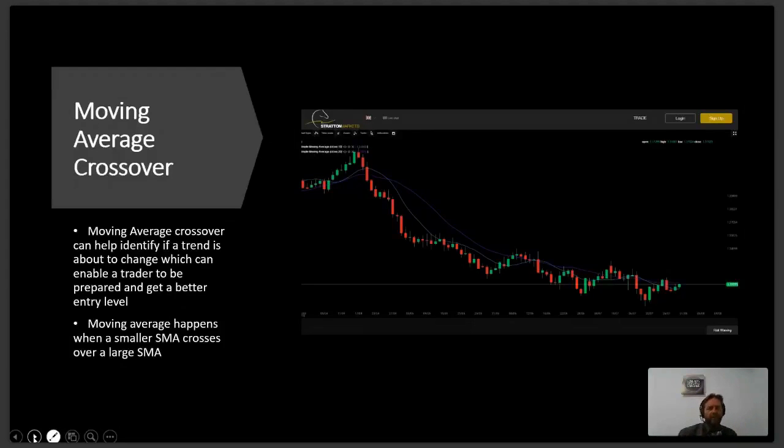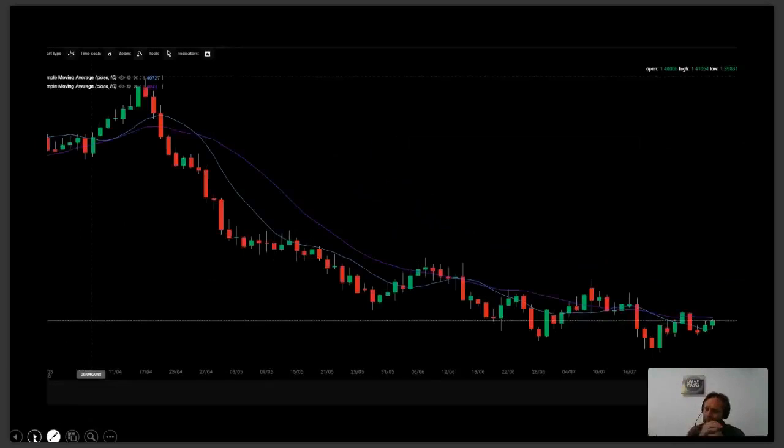Sounds intriguing, James. What does that actually mean? Well, here's the theory. What I mean by a smaller SMA crossing over a larger SMA is this: you take an SMA with a smaller time period, say 10, and you then put in an SMA over a larger time period, say 20.